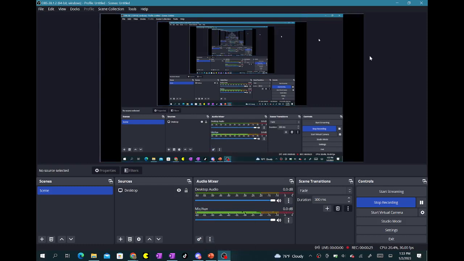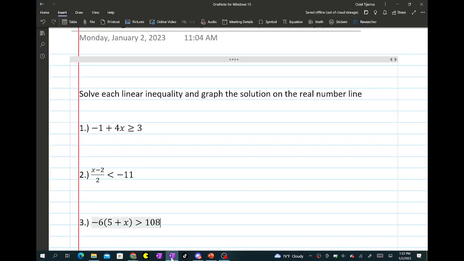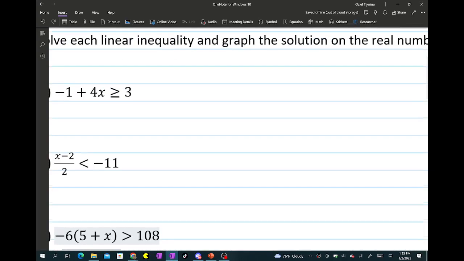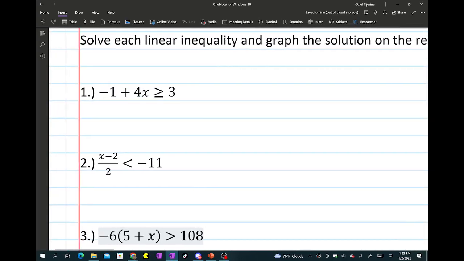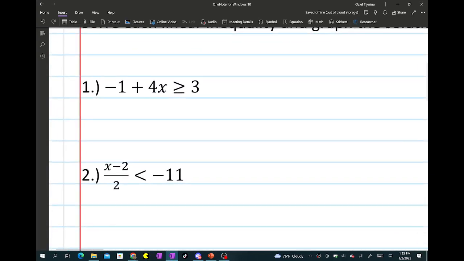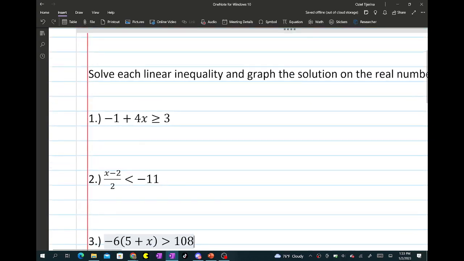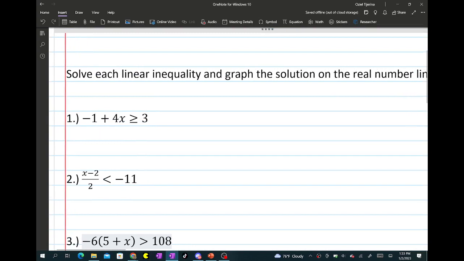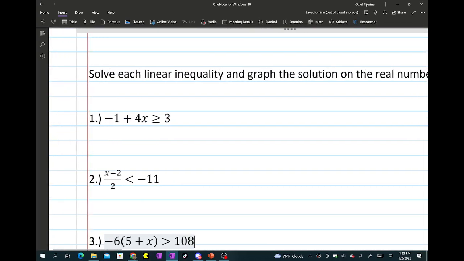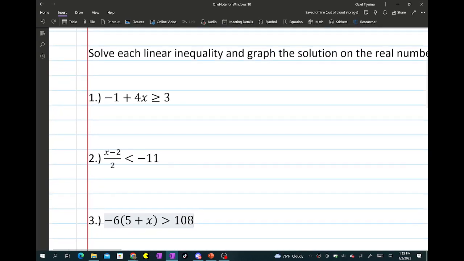So basically I'm going to do three examples, and also I'm going to show y'all how to graph them on the real number line. It says solve each linear inequality and graph the solution on the real number line. So the first one we have is -1 plus 4x is greater than or equal to 3.